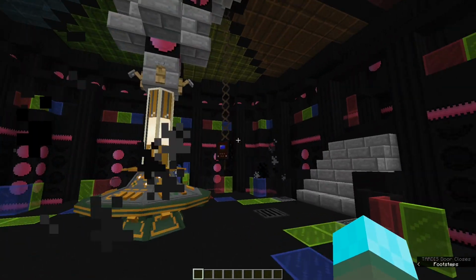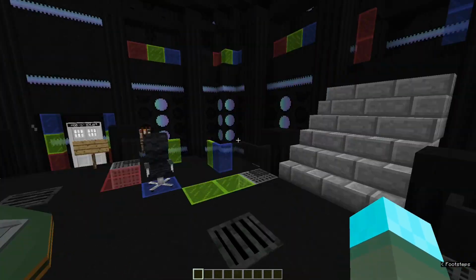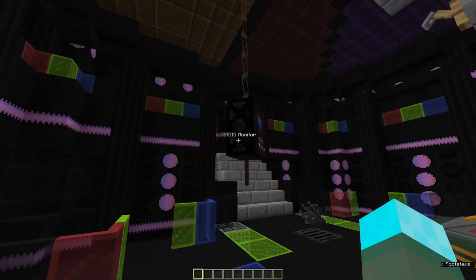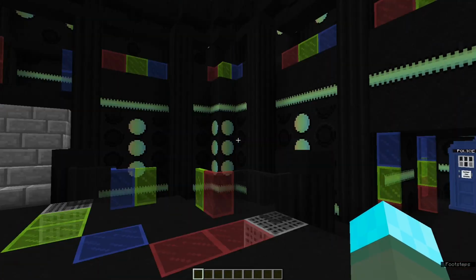This is the RGB interior. All printed Tardises look like this. I think also the Pride one looks like this as well.